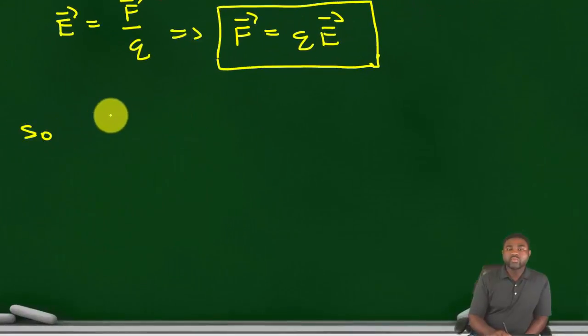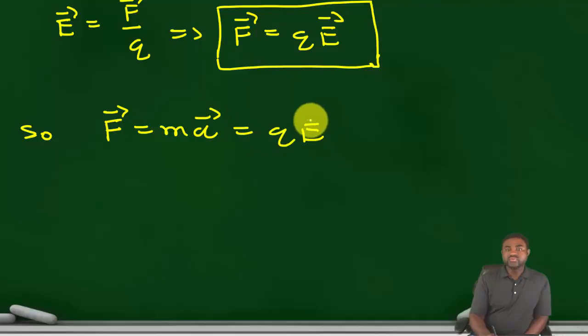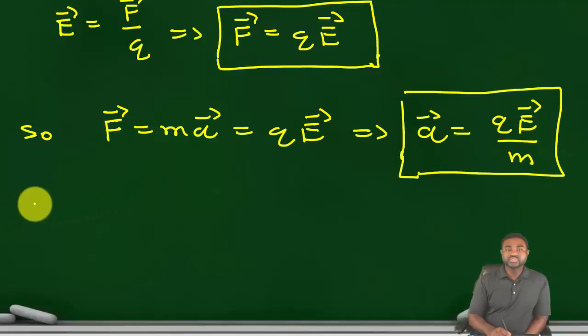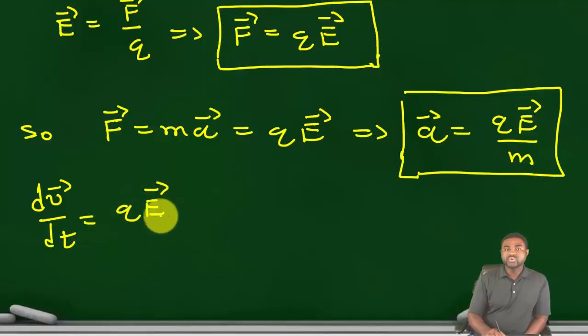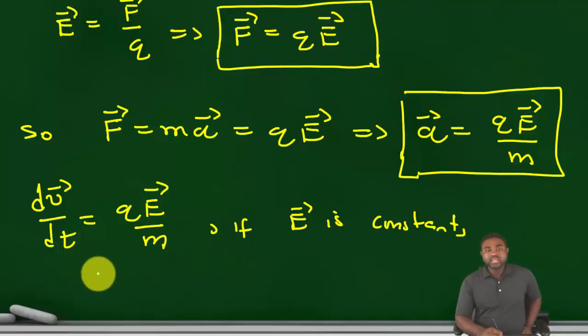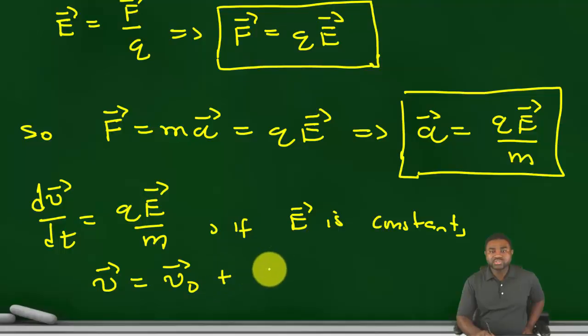So if the charge is free to move, then F is equal to ma, which is equal to qE. This implies that a will be equal to qE divided by m. In other words, dv/dt is equal to qE divided by m. Now, if E is constant, then we will have v equal to v naught plus qEt, all divided by m.